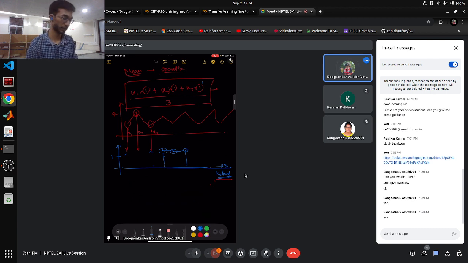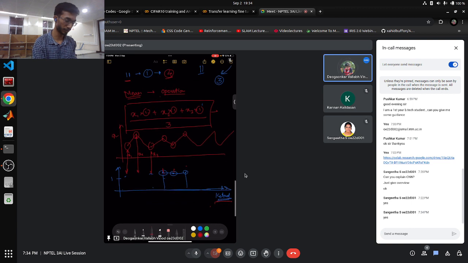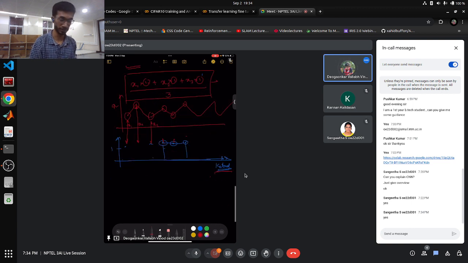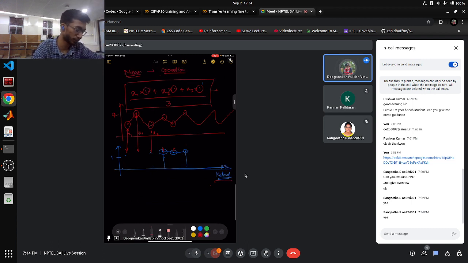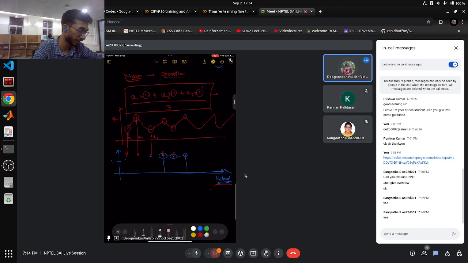Okay, good. So what you are doing again here is you are going to multiply this value with 1, this value with 1, and this value with 1. Okay, and then you are going to sum them up and divide it by 3. You get the mean.